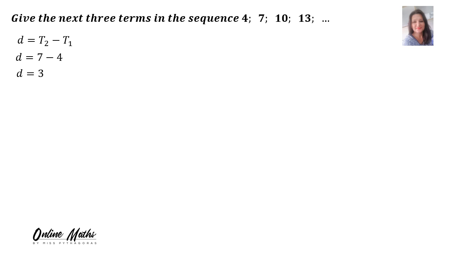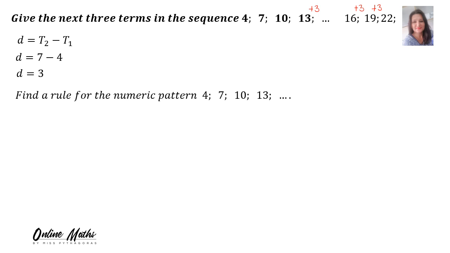So how do we get to the next term? We add the constant difference. So 13 plus 3 is 16. To get to the next term, add 3: 19. To get to the next term, add 3: 22.